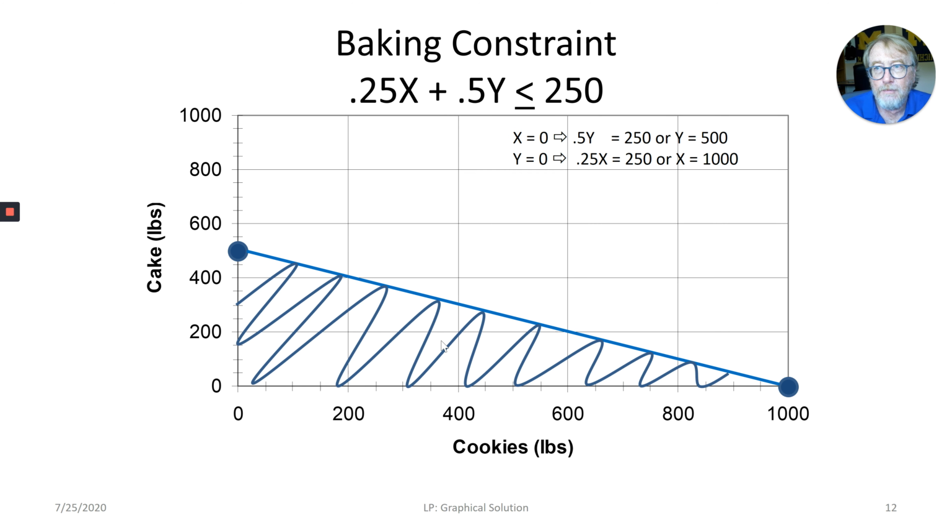Now, of course, you also have a baking constraint, right? And so you can do the same thing by saying X is equal to 0 and solving for Y, you get 500. So 0 and 500. Set Y equal to 0 and solve for X, you get 1,000 and 0. Connect the line. And again, because it's less than or equal to, you'd be shading the part below it. And that gives you what's feasible for your ovens, right? What can you put in the oven?